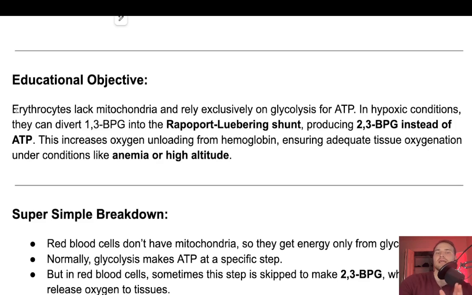Okay, so in sum, I know I'm repeating, but hopefully this is helpful for learning's sake. Erythrocytes lack mitochondria and rely exclusively on glycolysis for ATP. That's the big kicker for this question. If you don't have oxygen, then you divert 1,3-BPG into what's called the Rapoport-Luebering shunt. You don't need to know that, but producing 2,3-BPG instead of ATP increases the oxygen unloading, and that makes sure you have adequate tissue oxygenation if you're anemic or at high altitude.